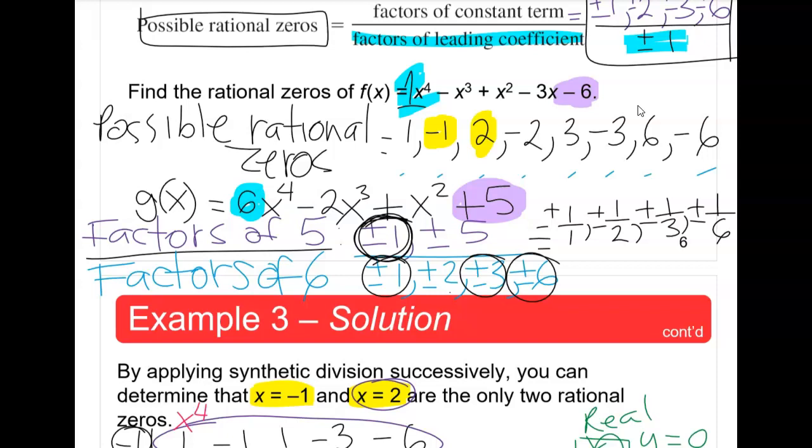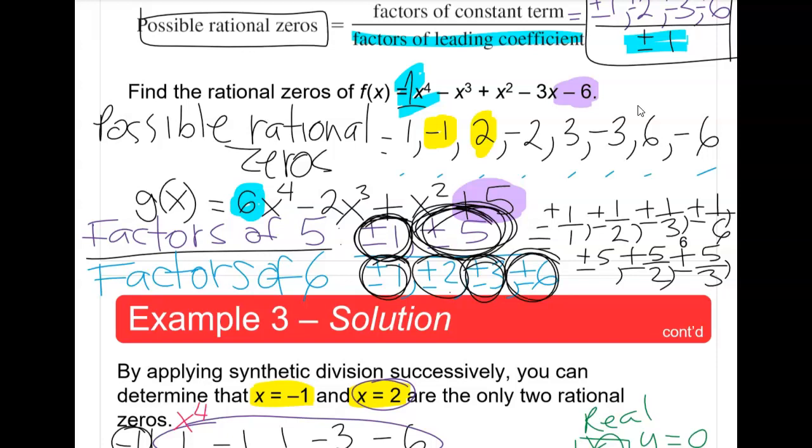And then we have to repeat the process, but with the 5. So we're going to have 5 divided by 1, so of course 5 plus minus 5. And then 5 divided by 2, so plus minus 5/2. Then we will have 5 divided by 3, so plus minus 5/3. And then 5 divided by 6, so plus minus 5/6.